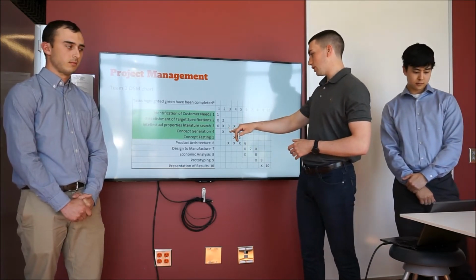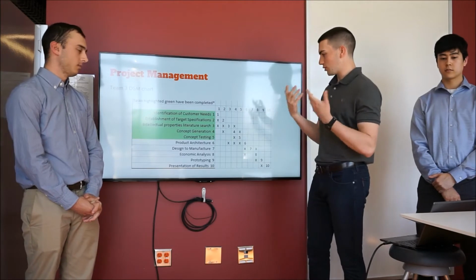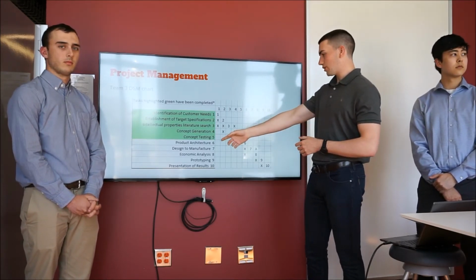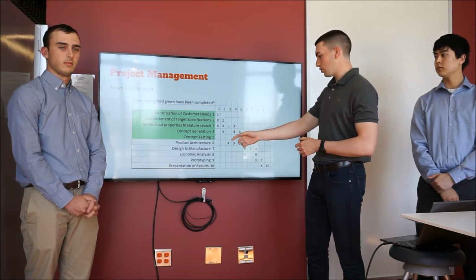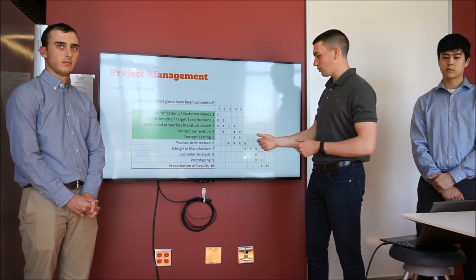We've also completed our concept testing, which is when we went into the fifth lab and basically started building our mock-up just to make sure that everything was grounded, everything was in the right place, just bringing that to life. As you can see, we're going into product architecture pretty soon, which relies on a lot of the things that we have already completed, so we are on track for that.